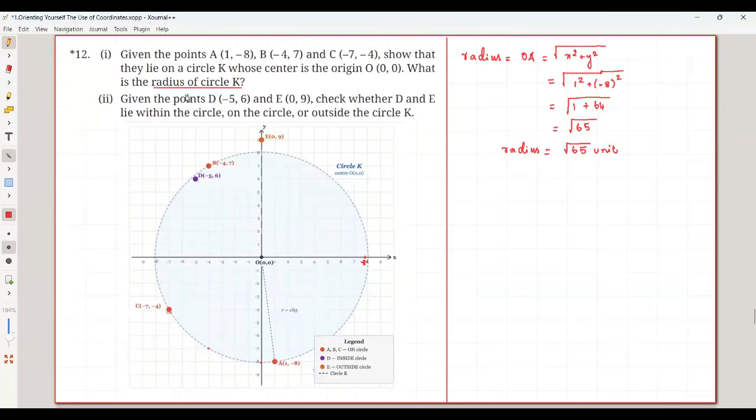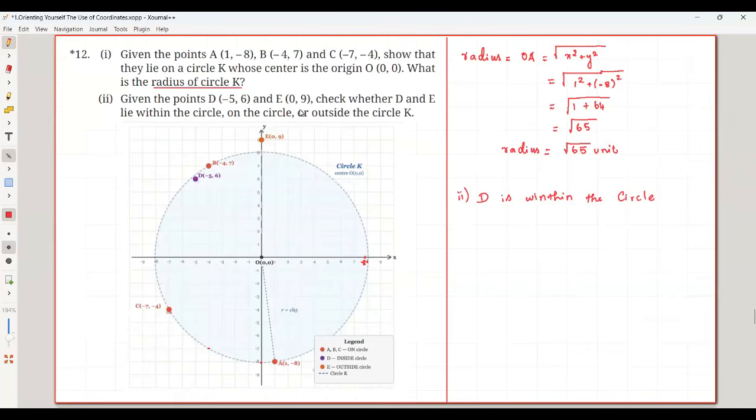Now second question, given the point D minus 5 comma 6. I just plot the point. E 0 comma 9. Now check whether D and E lie within the circle, on the circle, or outside the circle. So we have to check the point D. D is coming inside the circle. They ask within the circle. So D is within the circle, inside the circle.